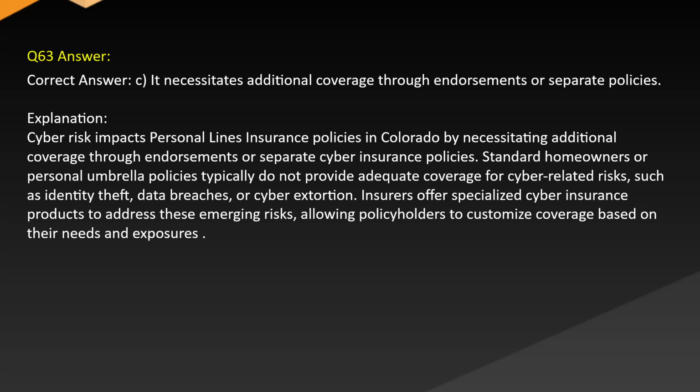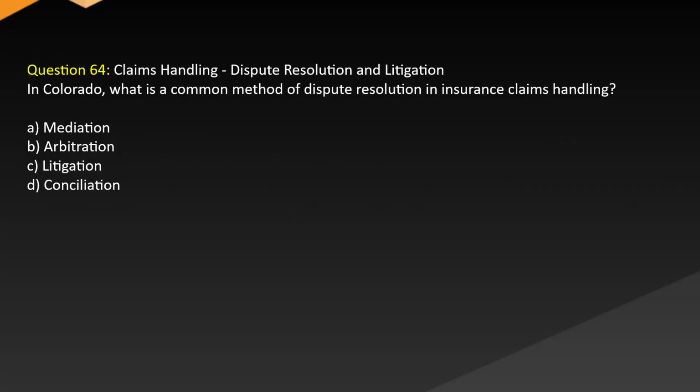Explanation. Cyber risk impacts personal lines insurance policies in Colorado by necessitating additional coverage through endorsements or separate cyber insurance policies. Standard homeowners or personal umbrella policies typically do not provide adequate coverage for cyber-related risks, such as identity theft, data breaches, or cyber extortion. Insurers offer specialized cyber insurance products to address these emerging risks, allowing policyholders to customize coverage based on their needs and exposures.